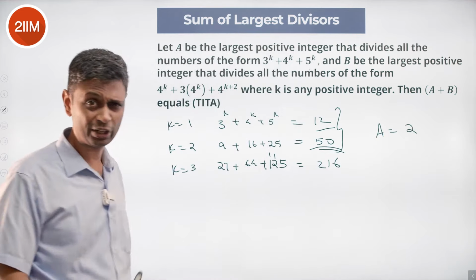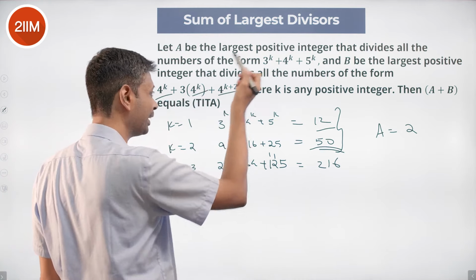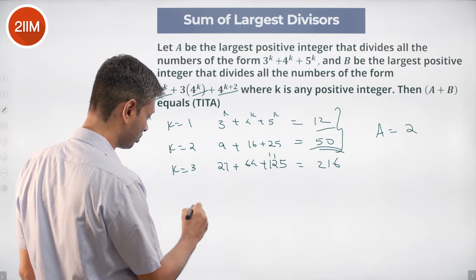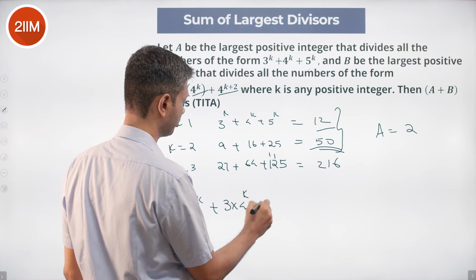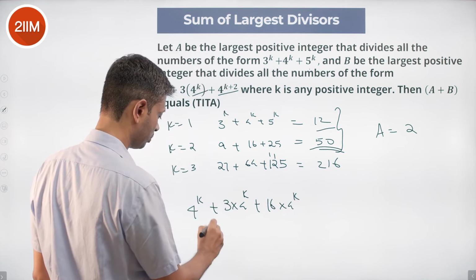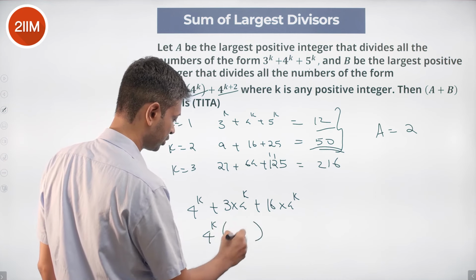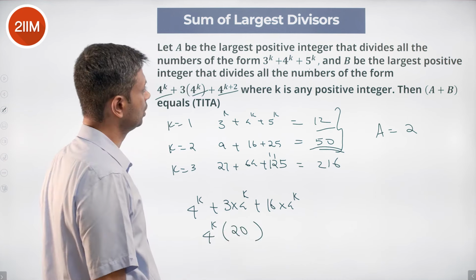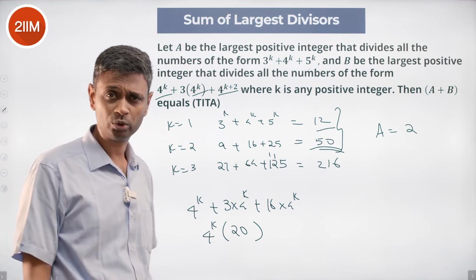The second one is more interesting because there is a 4 power k, another 4 power k, and also 4 power k into something. So we can extract a 4 power k out. We get 4 power k into (1 plus 3 plus 16), which is 4 power k into 20, where k is any positive integer. k could be 1, 2, 3.